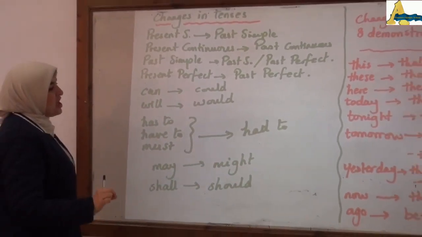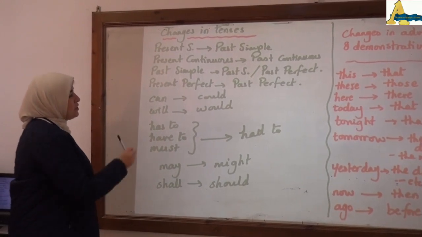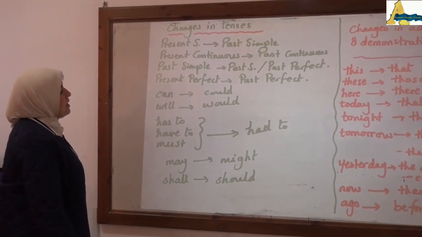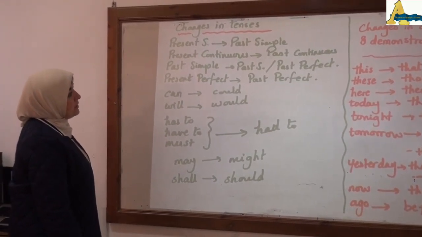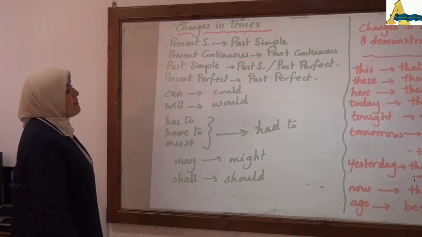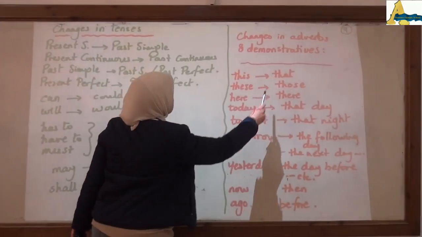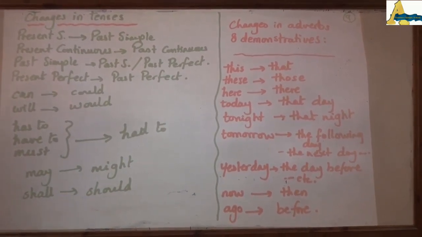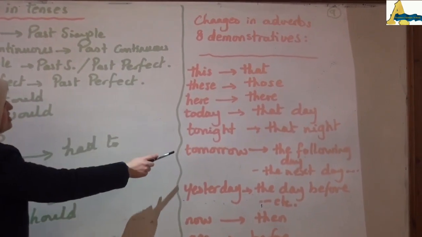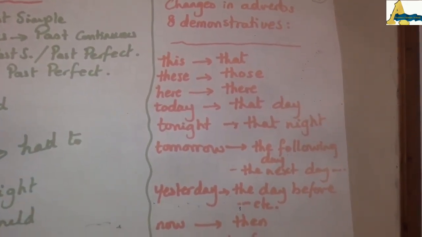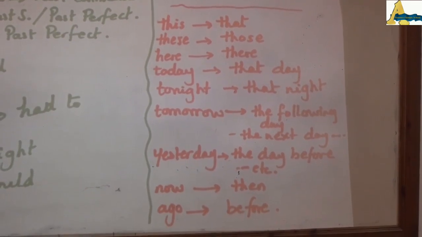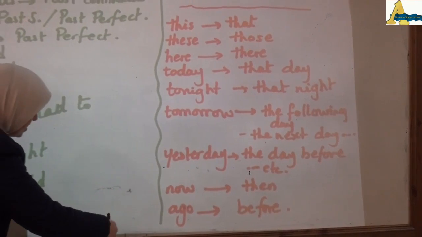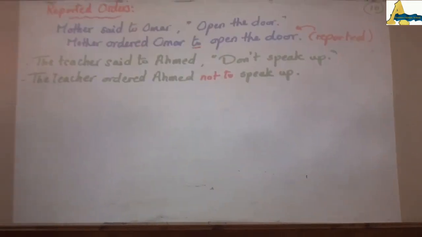Remember, there are certain cases that are not supposed to be tackled through your curriculum for this year. Maybe later on you will be ready to know more about them. Changes in adverbs and demonstratives: this changes into that, these, those, here, there, today, that day, tonight, that night, tomorrow, the following day or the next day, yesterday, the day before or the previous day, and so on. Now changes to then, and ago changes to before.